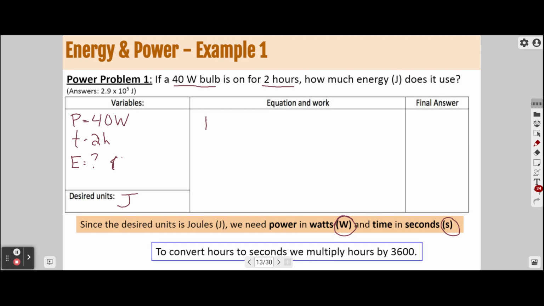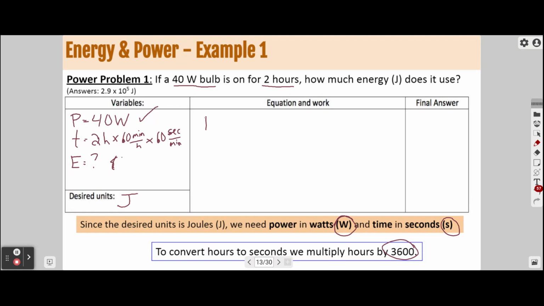All right, so we need to do a conversion. We've got our energy, our power is in watts already, but our time is in hours. So we need to turn that to seconds. We're in hours right now, so we're going to have to multiply by 60 minutes per hour, and then multiply again by 60 seconds per minute. So we're going to end up multiplying by 3,600 when you see that. That's what this is telling you down here, 60 times 60.